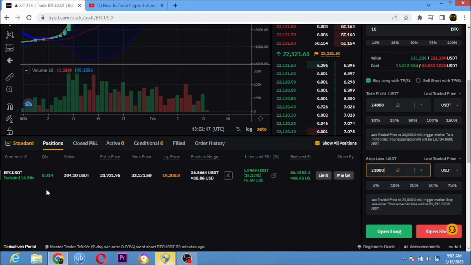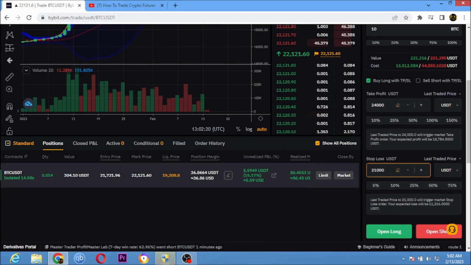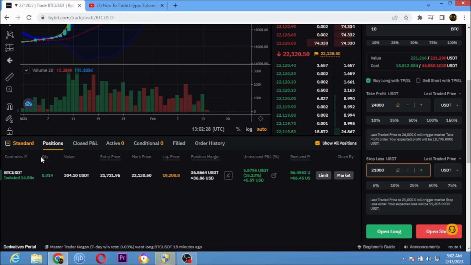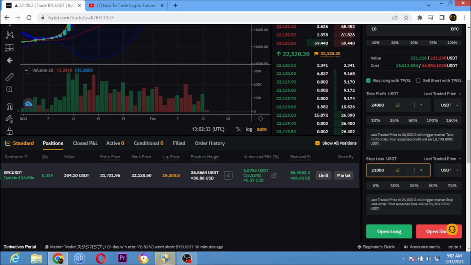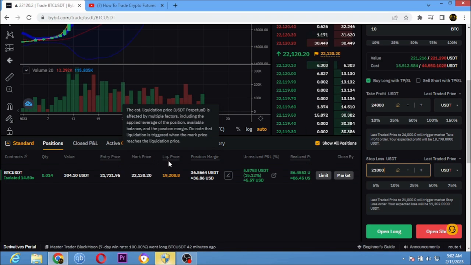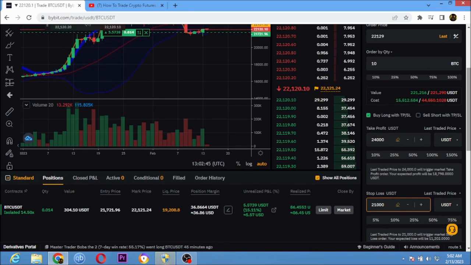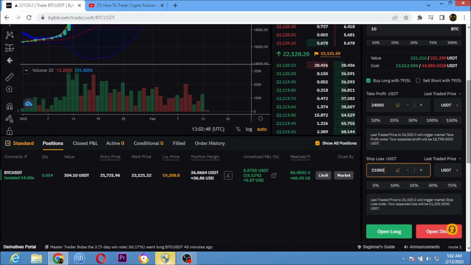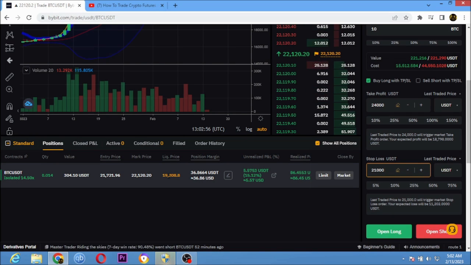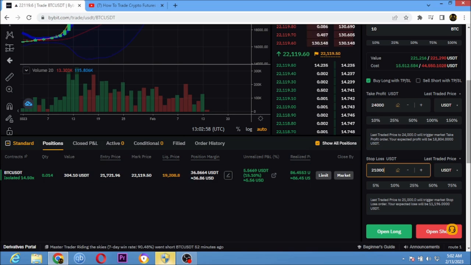Once you select long, it will automatically sell itself, and once it reaches this specific price, it will buy itself. If you want to see how it looks, you can see I have a position that is right now open. This is the leverage that I use, this is the quantity, the value, the entry price when I entered, the mark price, and the liquidation price. This liquidation price is very essential in case I don't set the stop loss and my position goes down. Once it goes down to this price, it will trigger itself and I lose everything I have in this specific trade.